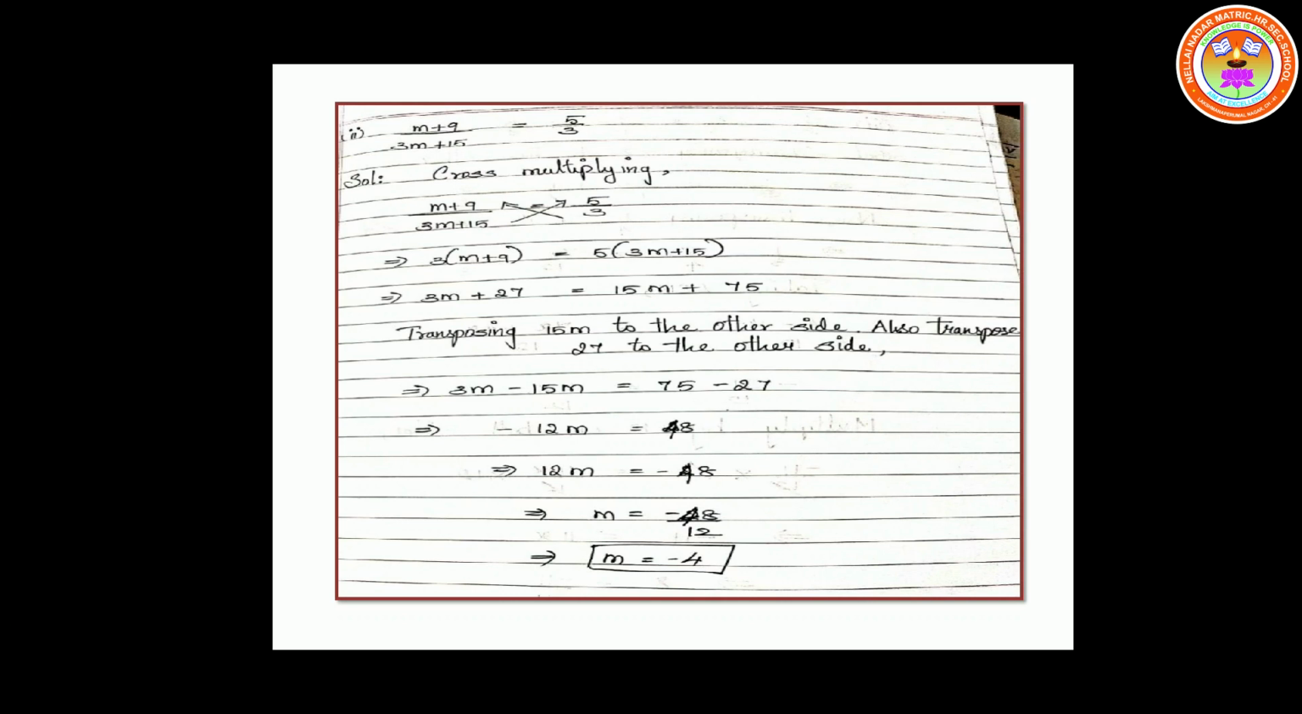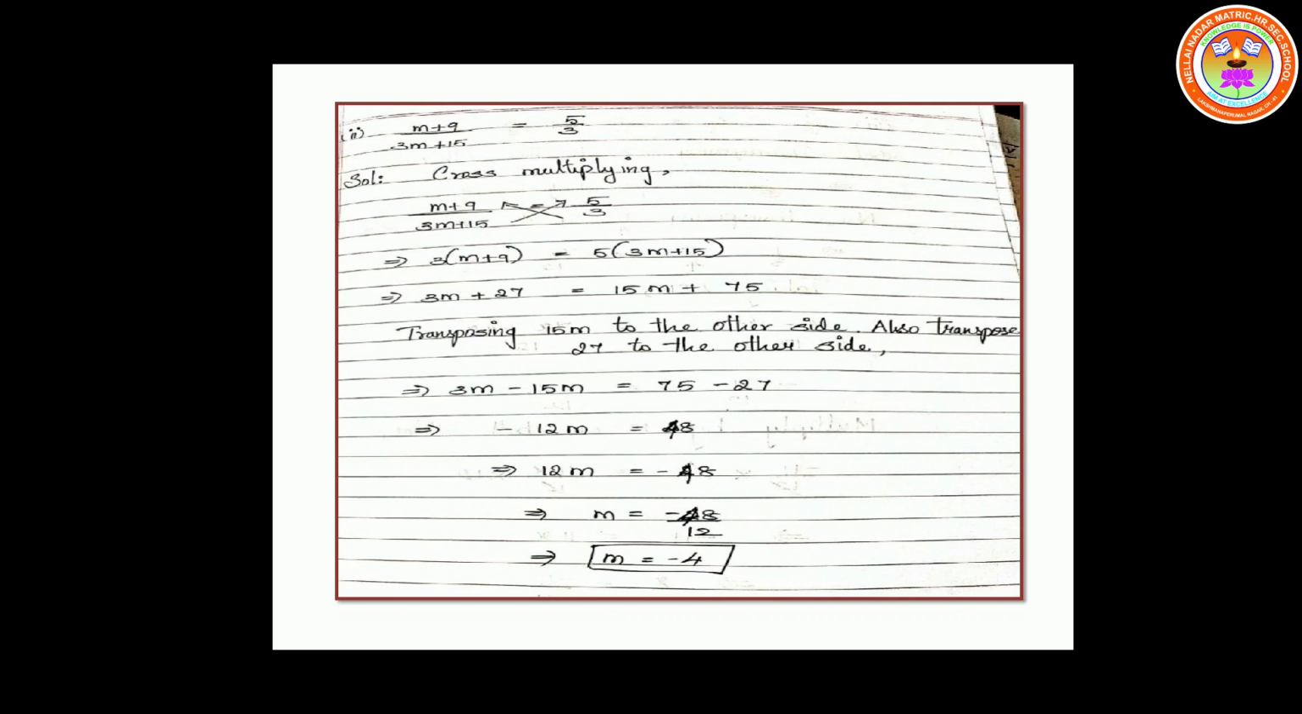So cross multiplying, what happens? 3 becomes the multiplier for my m plus 9 term, and 5 is multiplied with the numerator 3m plus 15. Okay, so now you have the brackets. Expand the brackets. 3 into m is 3m plus 3 into 9 is 27, that is equal to 5 into 3m is 15m plus 5 into 15 is 75.